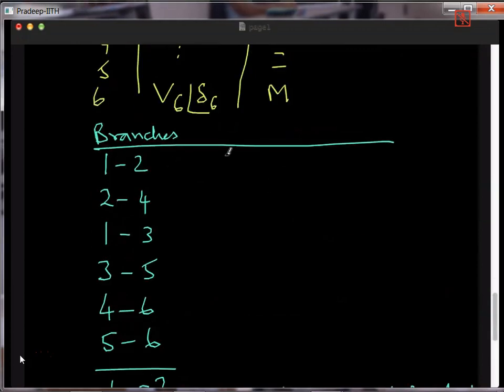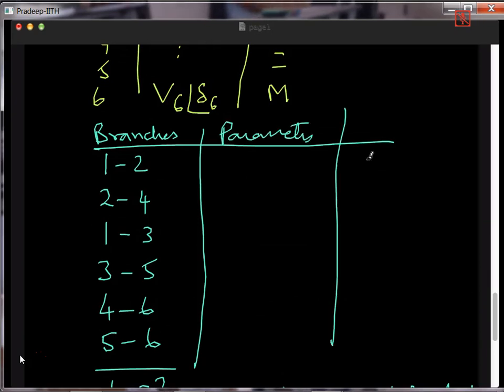So what does branch 1-3 represent? What are its parameters, and what is the equipment? The parameter is that it will have a reactance. The equipment is a transformer, and it has some reactance.